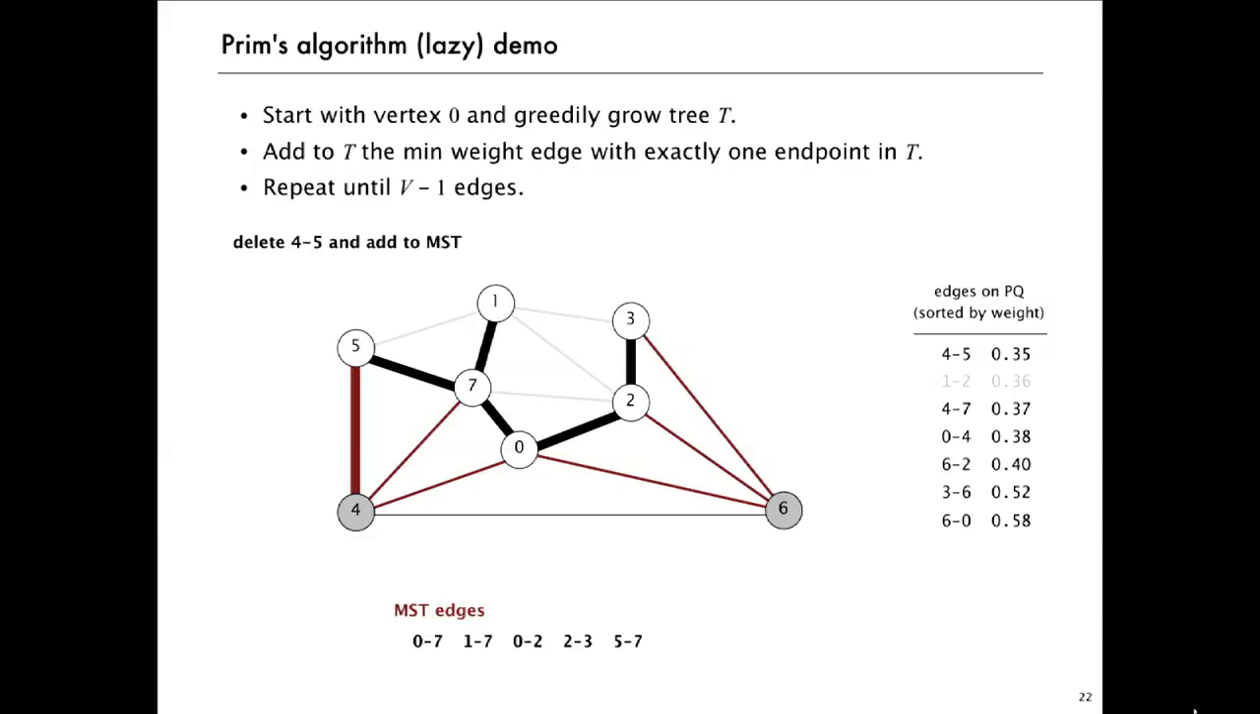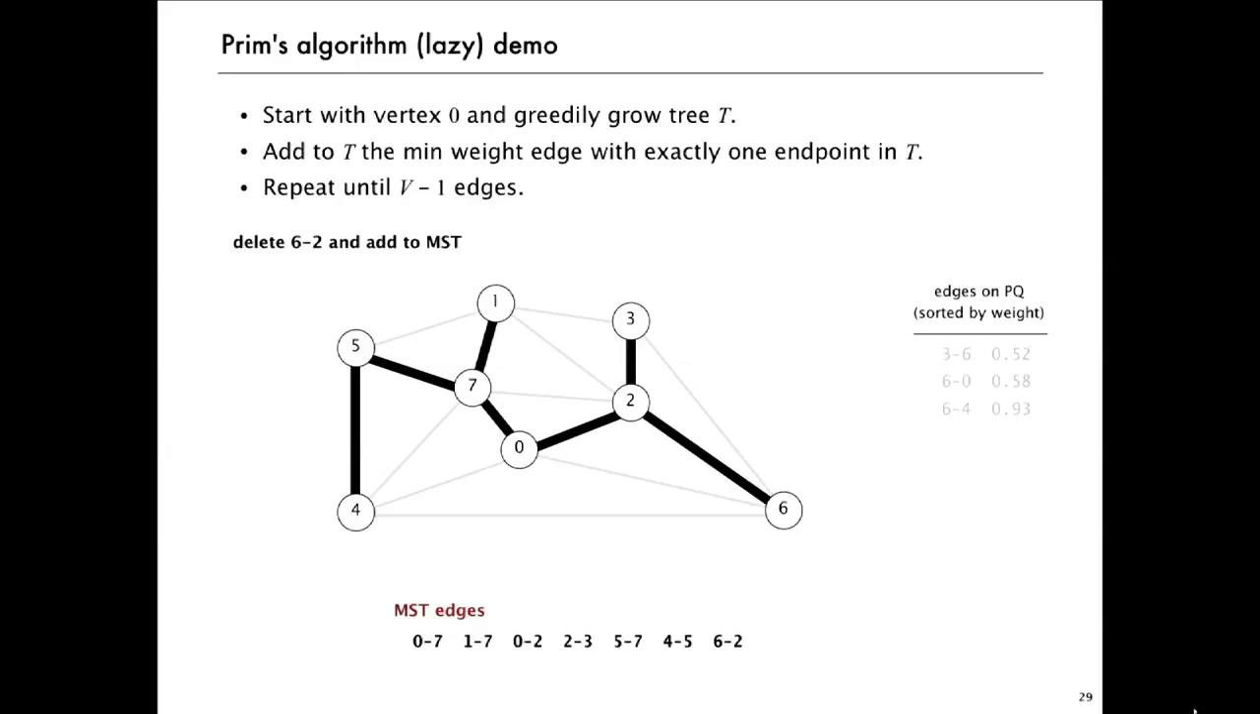4, 5 now gets deleted from the priority queue and added to the MST. Everybody connected to 4, that's just 6, and that's a long one goes on. Now we have some obsolete edges. We get to that 1, 2, and then 4, 7 is obsolete, and 0, 4 is obsolete. And finally, the last edge to get added to the MST is 6, 2. After deleting 6, 2 from the priority queue and adding it to the MST, we have computed the MST.